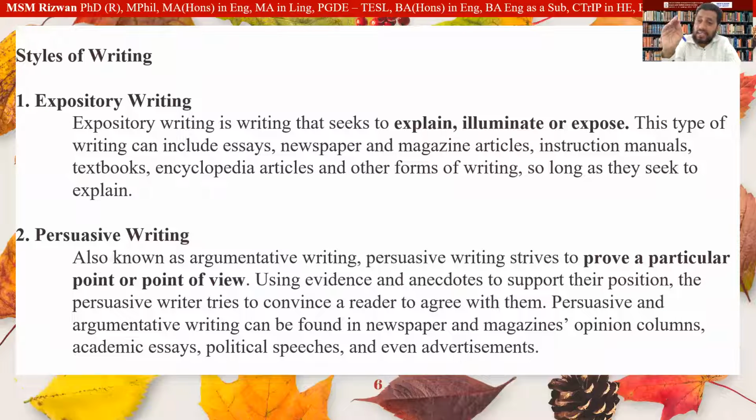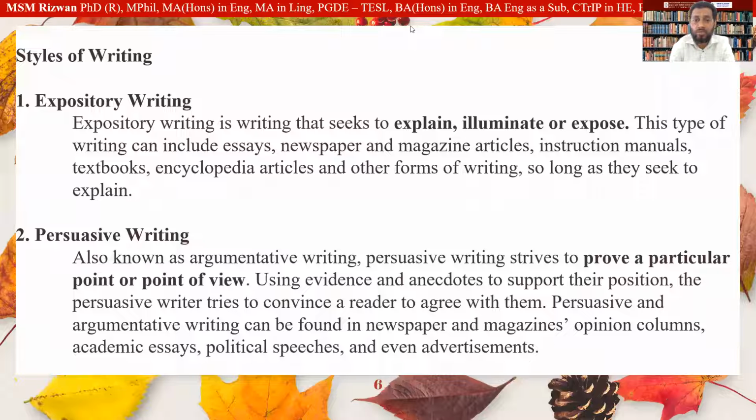Expository writing is writing that seeks to explain, or else to illuminate, or else to expose the facts, right? This type of writing can include essays, newspaper and magazine articles, instruction manuals, textbooks, encyclopedia articles, as well as other forms of writing, so long as they seek to explain. So expository writing is one of the styles of writing. You have to get exposed and gain experience in it in order to explain or illuminate or else expose the facts, right?